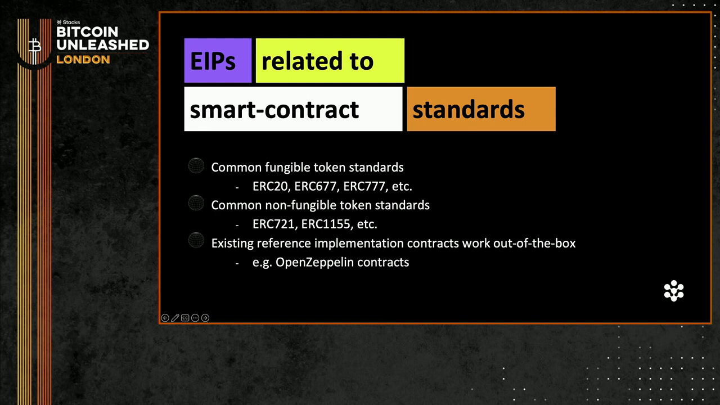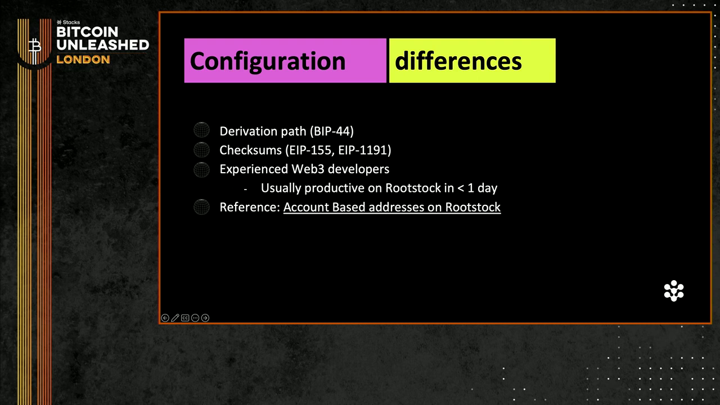We also use the same standards since we are EVM compatible, so you will find solutions and protocols running on Rootstock using the same standards. And you also find a lot of projects using the same implementation contracts. For example, the ones provided by OpenZeppelin, they all work on Rootstock. And now I'm going to talk about those configuration differences that you need to take into consideration.